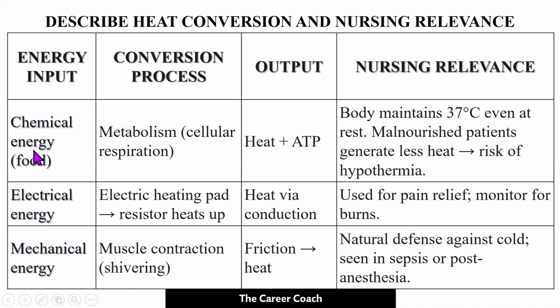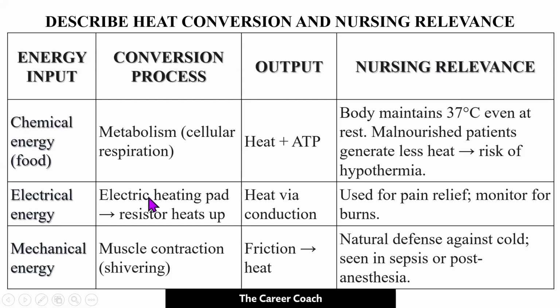Number 1, chemical energy from food. What's the conversion process? Metabolism, cellular respiration. So through metabolism, chemical energy is converted. What's the output? Heat plus ATP is given. The body maintains 37 degrees Celsius even at rest. Malnourished patients generate less heat, leading to risk of hypothermia. Nurses must take note of this.